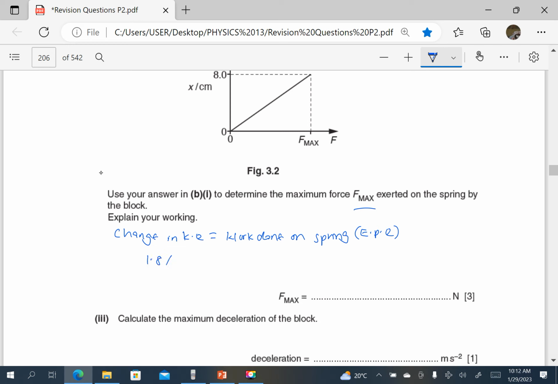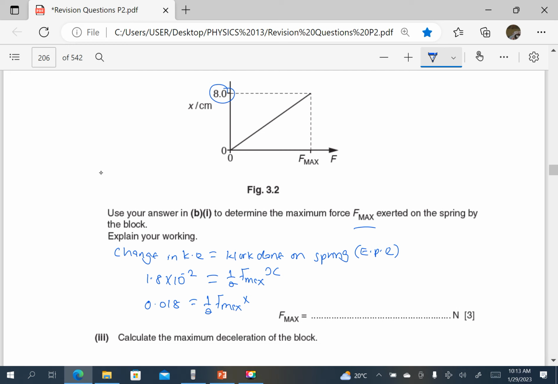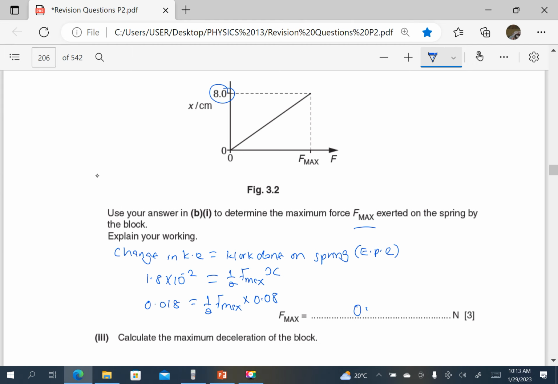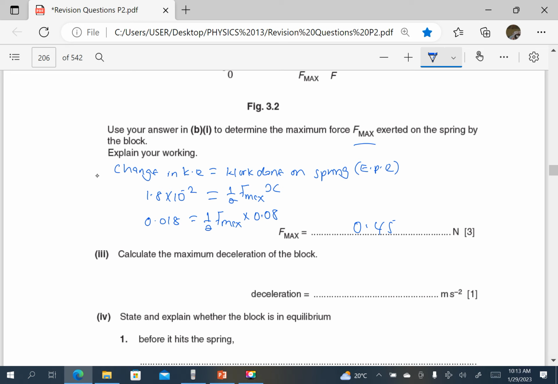So the change in kinetic energy is 1.8 times 10 power negative 2. We have calculated this above. The work done, which becomes elastic potential energy, is 1/2 F max times the extension X. So it means 0.018 is going to be equal to 1/2 F max. I'm using the expression for elastic potential energy, then times the extension here, which is 8.0, which is 0.08 meters. So we make F max the subject. So I'll say that 1 times 2 divided by 0.08. So this is going to be 0.45. So F max is 0.45.